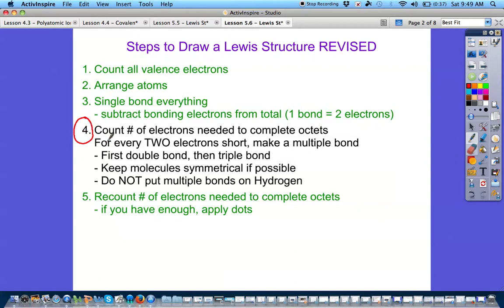Your new information is coming here in step number 4. You're going to count the number of electrons needed to complete the octets, but for every 2 electrons you're short, you're going to make a multiple bond. First, you're going to double bond, then you're going to triple bond. You still want to keep the molecules as symmetrical if possible, and you do not want to put any multiple bonds on hydrogen. Remember, hydrogen only has a single bond. It's never going to have any dots or more than one bond. In step number 5, you're going to recount the number of electrons needed to complete the octets. If you have enough, then you can apply the dots. Otherwise, you'll keep going on step number 4 until you have enough.